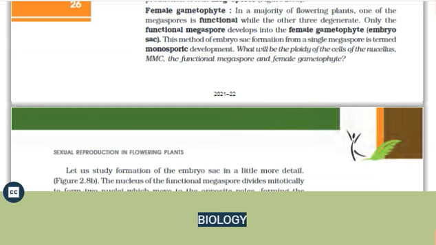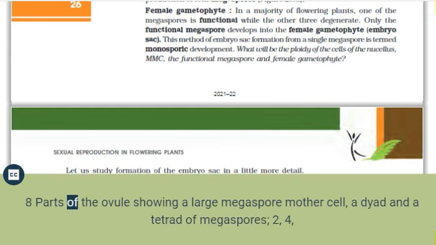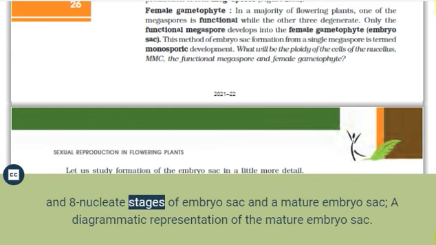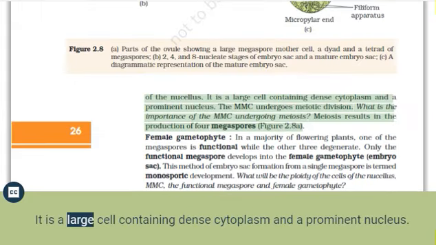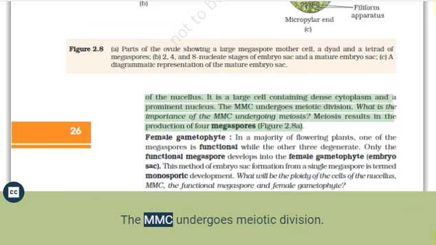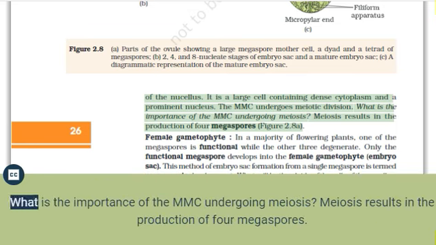Figure 2.8: Parts of the ovule showing a large megaspore mother cell, a dyad, and a tetrad of megaspores; 2, 4, and 8 nucleate stages of embryo sac and a mature embryo sac; a diagrammatic representation of the mature embryo sac. Of the nucellus, it is a large cell containing dense cytoplasm and a prominent nucleus. The MMC undergoes meiotic division. What is the importance of the MMC undergoing meiosis? Meiosis results in the production of 4 megaspores.